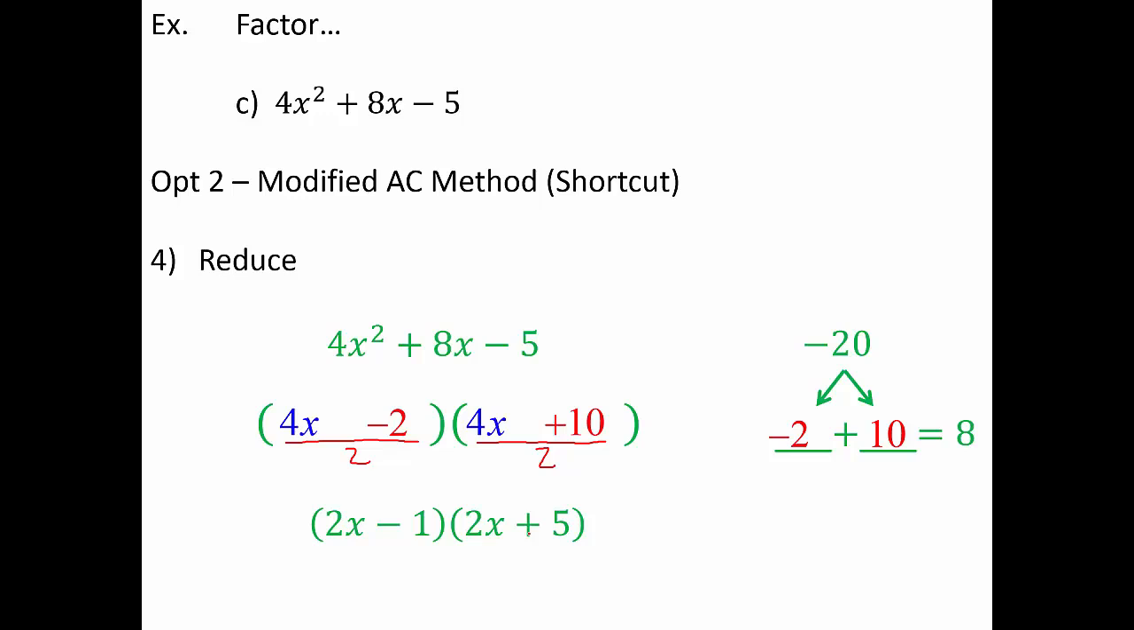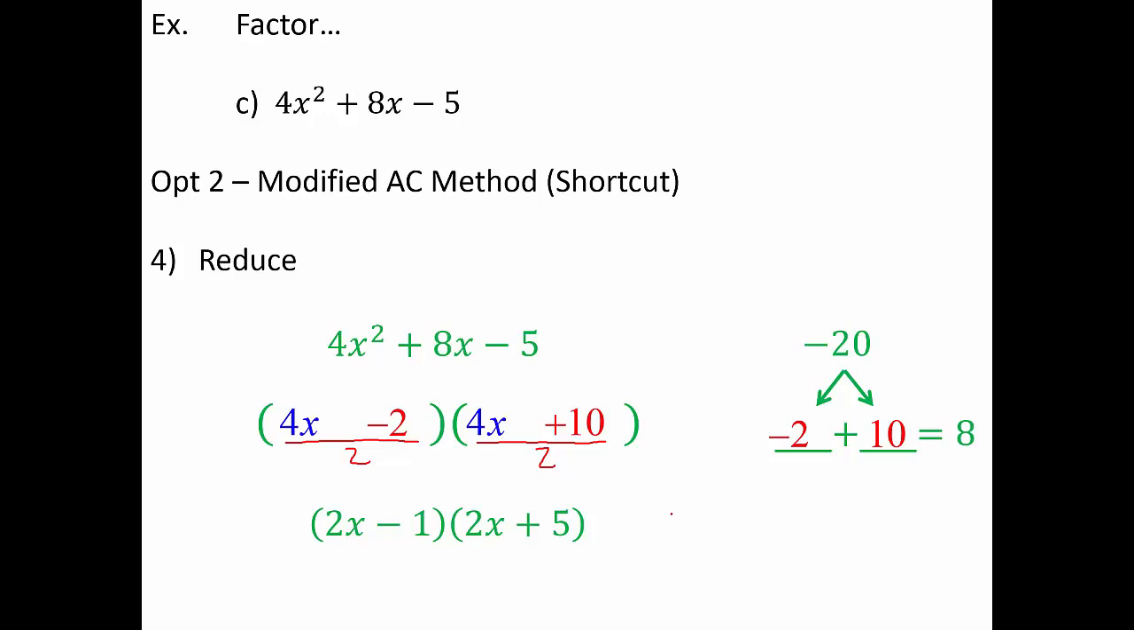Remember, this is the same one that we factored earlier using the regular AC method, so we already know the correct answer is 2x minus 1 and 2x plus 5. But notice, with this method, I got there without doing the whole grouping process. I went straight to the double bubble. I made purposeful mistakes, and then I corrected those purposeful mistakes using a specific process.